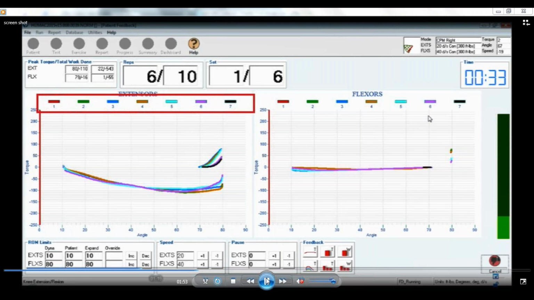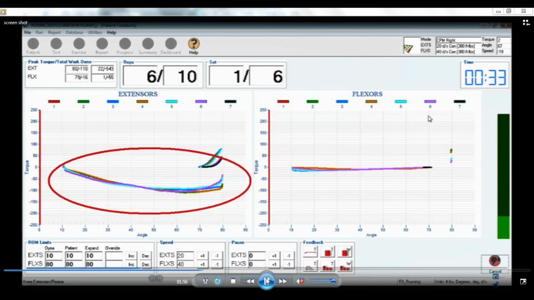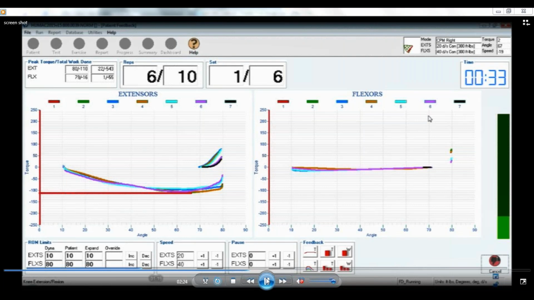Now here are the torque lines for the quad. A few things to note: each line is right on top of the other. That tells us that he's consistent with his reps and he's got a low coefficient of variance. Another thing to note is the shape of the curve. Since we're exercising eccentrically, the line is curving downward from the zero torque line, but it's still getting that ascending-descending curve that John was talking about earlier. And if we follow that peak torque over to the y-axis, you can see that he's giving us a little bit over 100 foot-pounds of torque.